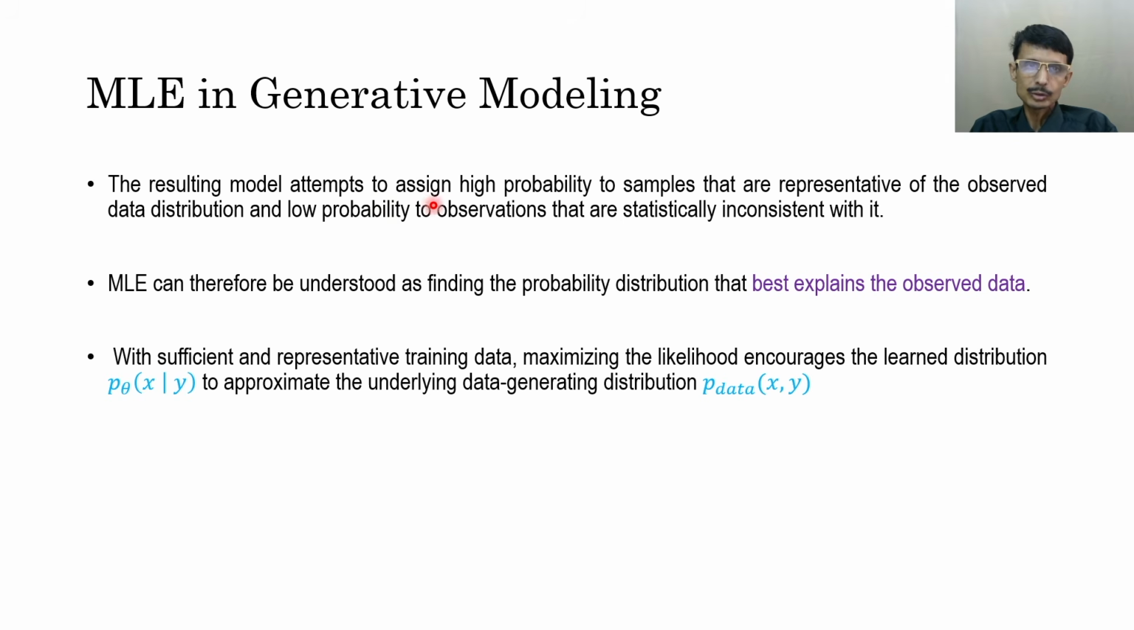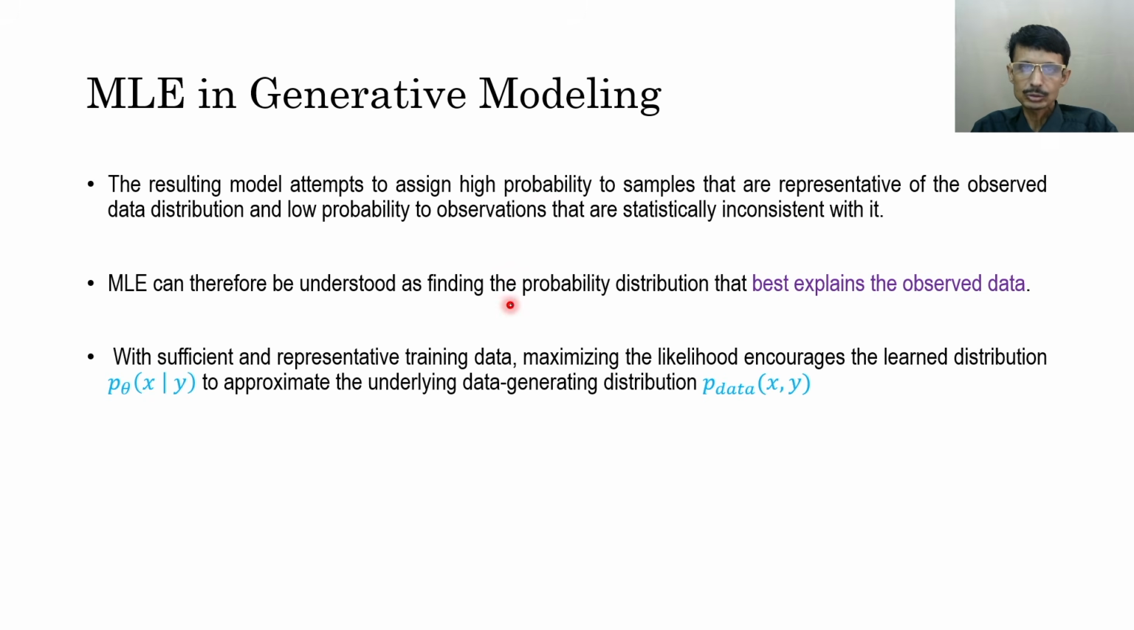The resulting model attempts to assign high probability to the samples that are representative of the observed data distribution. That is very important to understand. The resulting model attempts to assign high probability to samples that are representative of the observed data distribution, and low probability to the observations that are statistically inconsistent. So those samples which are from the distribution are given a high probability, and those samples which are not supposed to be of this distribution are inconsistent.